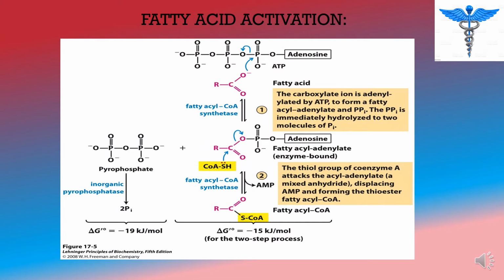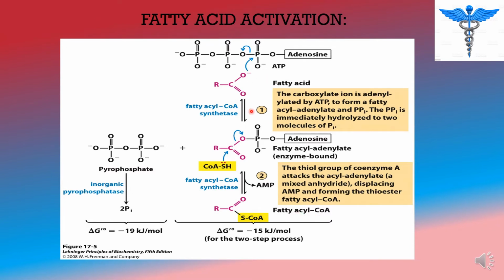Here you can see from the figure, this is a fatty acid and this is ATP. The ATP combines with fatty acid by the enzyme fatty acyl coenzyme A synthetase. It is converted into fatty acyl adenylate. The thiol group of coenzyme A then takes the fatty acyl adenylate and converts the structure into fatty acyl coenzyme A.